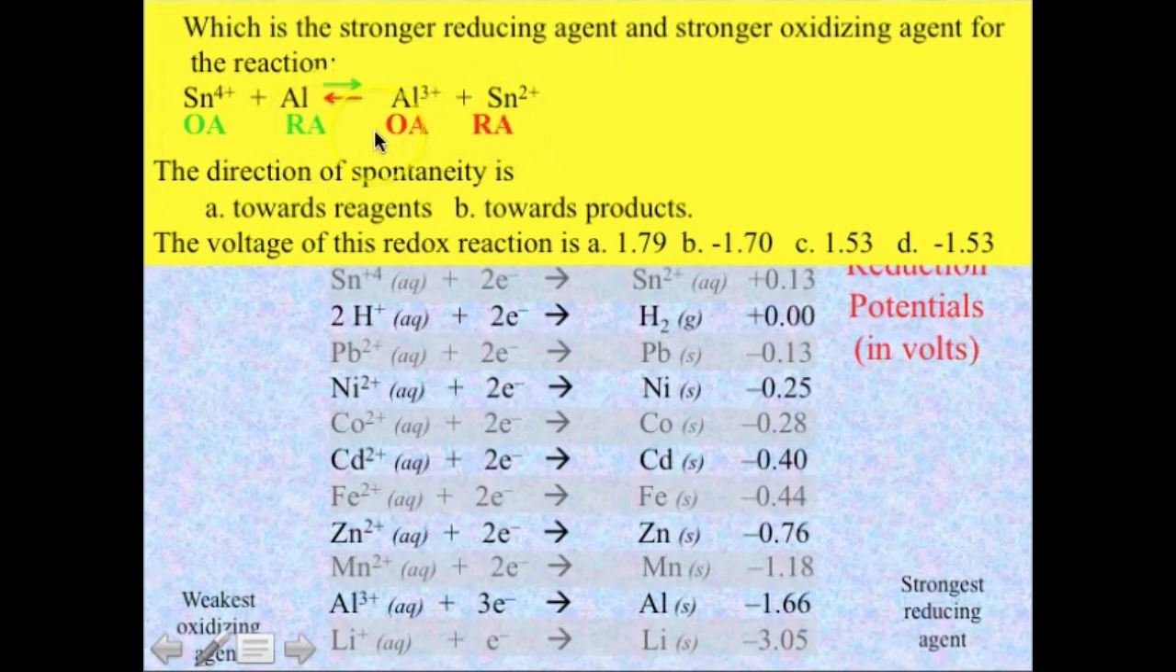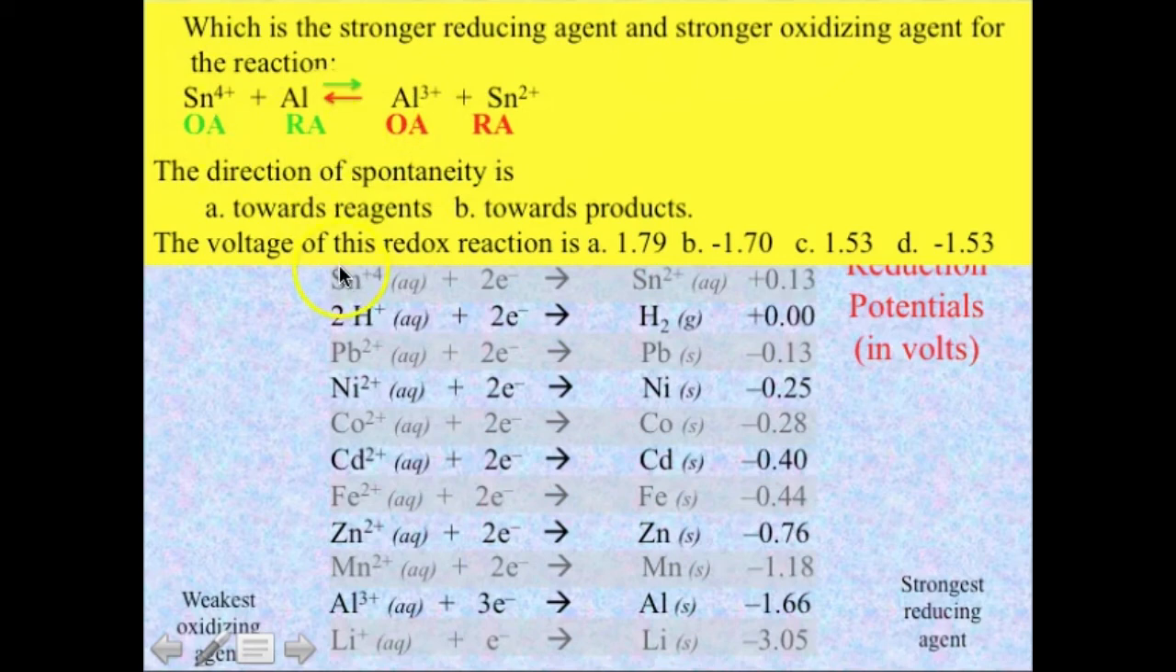Going in the opposite direction, we flip it around. Aluminum plus 3 goes to aluminum metal. That makes it an oxidizing agent, and it makes the tin plus 2 a reducing agent. Now, which one is stronger? Let's compare the 2 oxidizing agents, tin plus 4 and aluminum plus 3.